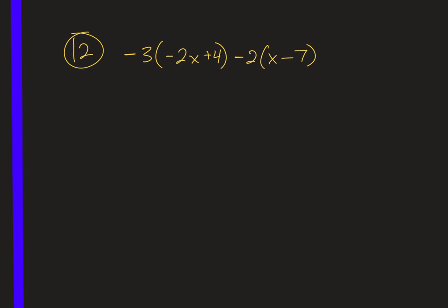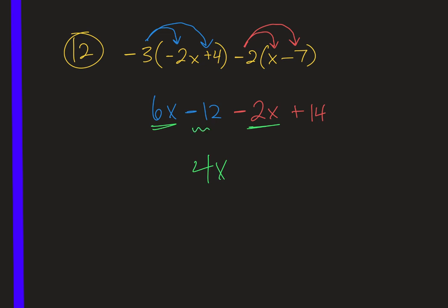Last one, negative 3 times negative 2x is 6x. How? Because a negative times a negative. This negative times this negative. Okay? Negative 3 times 4, that's negative 12. Negative 2 times x, that's negative 2x. And negative 2 times negative 7 is plus 14. Combining like terms, we get 4x plus 2. How is it 2? Negative 12 plus 14 will be 2.